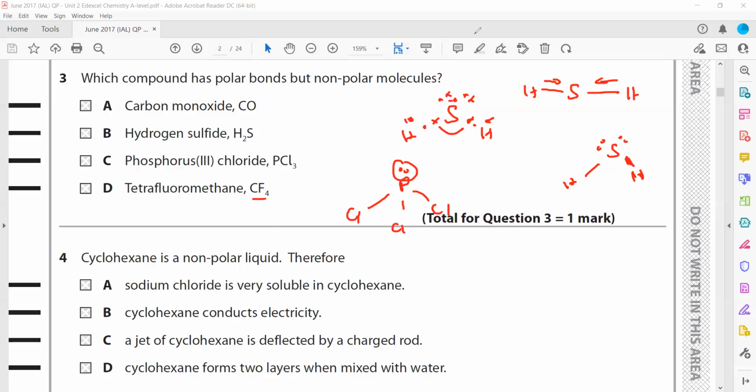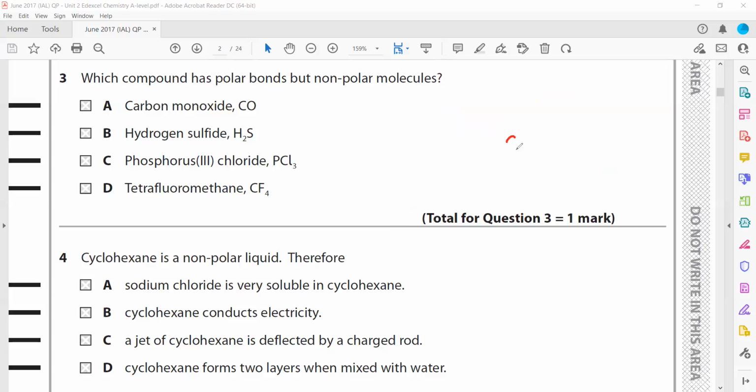But in carbon tetrafluoride, because all the bonds are identical, the overall dipole moment will be zero. The bonds are polar, because two different elements are there with a difference in electronegativity, which makes the bonds polar. But overall, because all the fluorines have the same tendency to attract electrons and it is symmetrical, they all cancel out the effect of each other. As a result, the molecule will become non-polar.